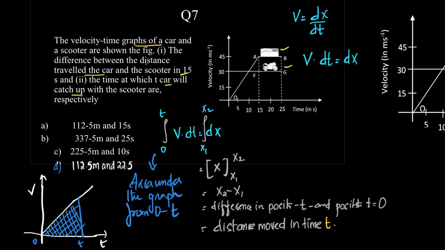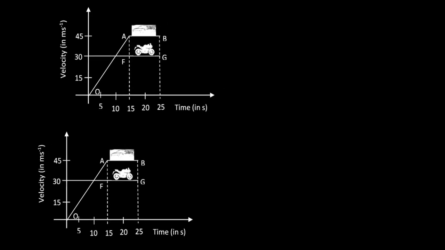I repeat, area under the graph from 0 to t will give you the distance moved in time t. Alright. Now, if you have understood the previous explanation, using the same idea we can calculate the area under the graph for these two bodies, the car and the scooter, individually. How do we do that?